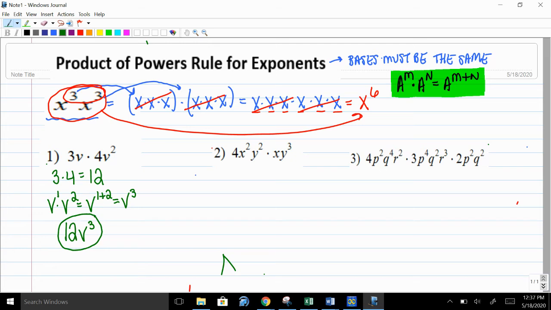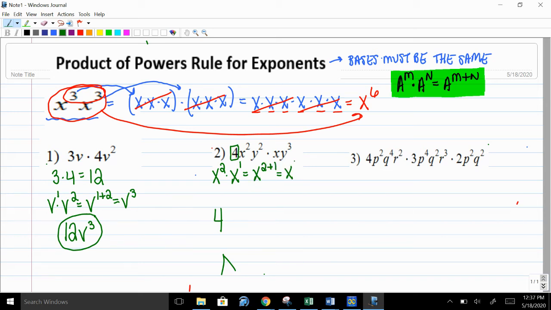Okay, so that's my answer for number 1. Number 2, okay, 4 is the only regular number in the problem. So really nothing's going to happen with the 4, so I'm going to drop that down. I have an x to the second, and I have an x. That would be an x to the first. Okay, x to the second, x to the first, x to the 2 plus 1.